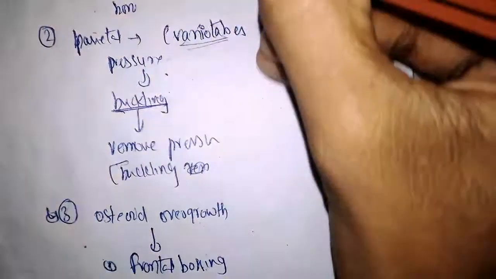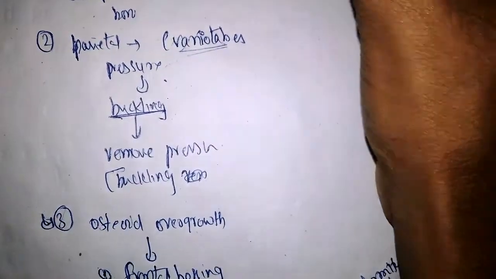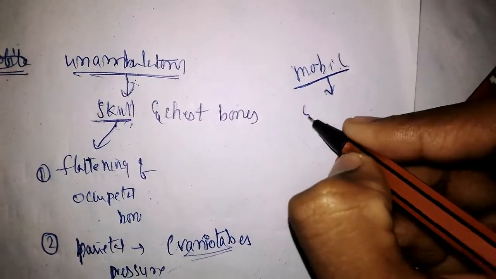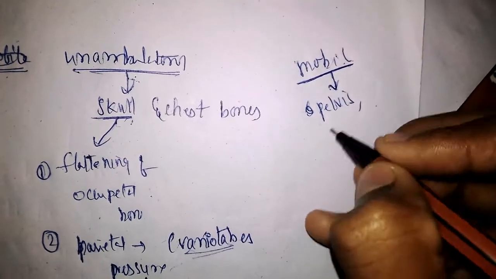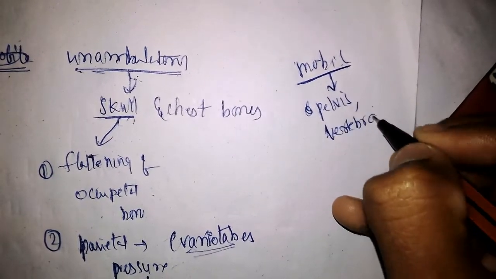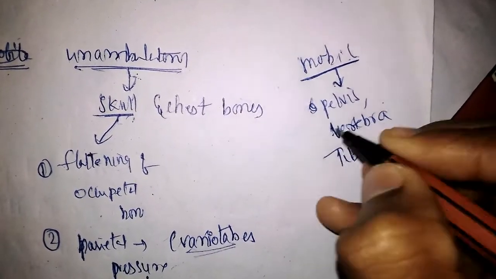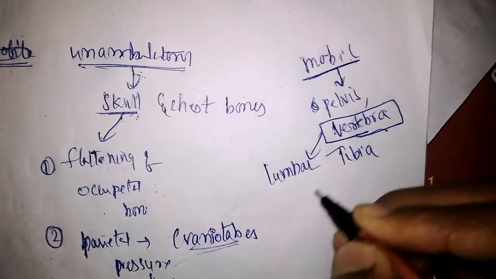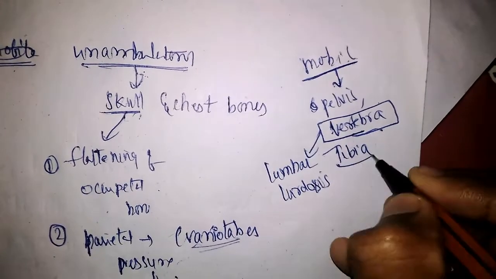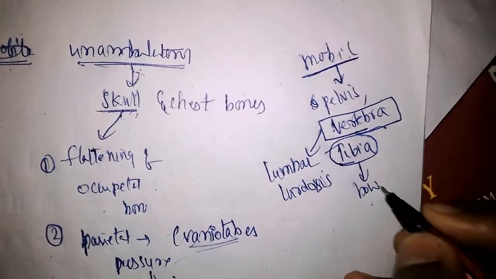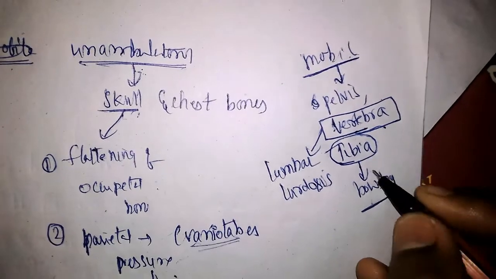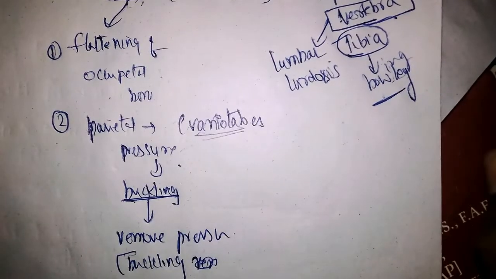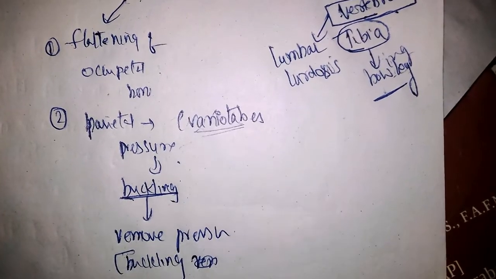Okay. Then when the baby is mobile, when the baby is able to move, the main pressure falls on bones like the pelvis, vertebrae, and tibia. Due to pressure or stress on the vertebrae, it results in lumbar lordosis. On the tibia, it results in bow leg, bowing of legs. And this is about rickets in infants and children.